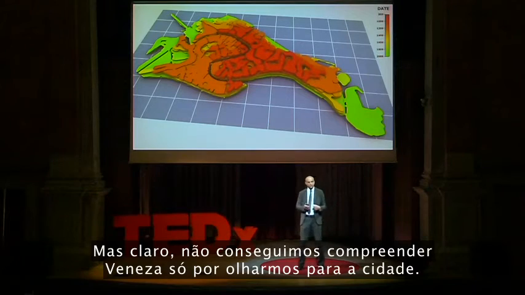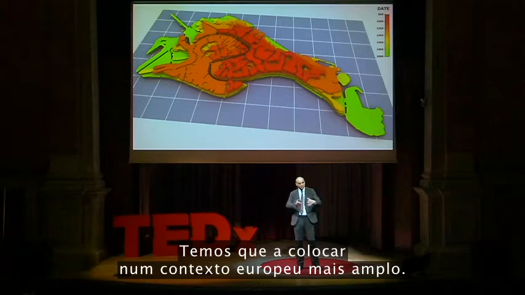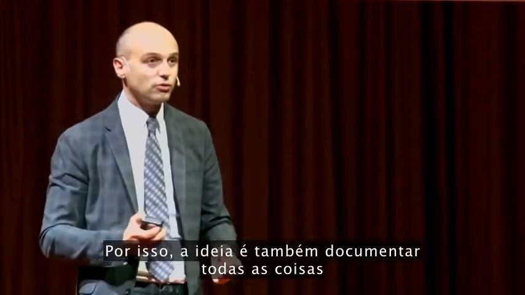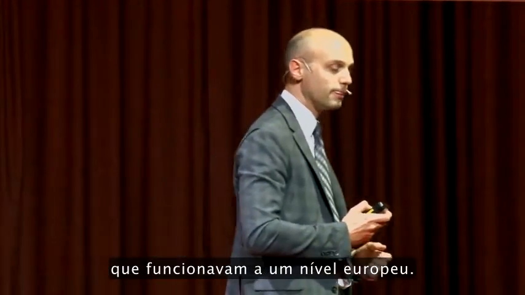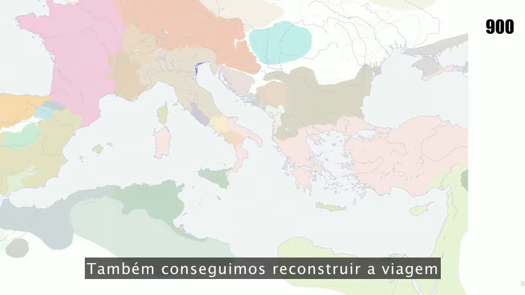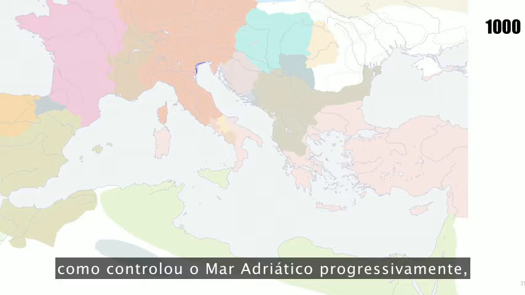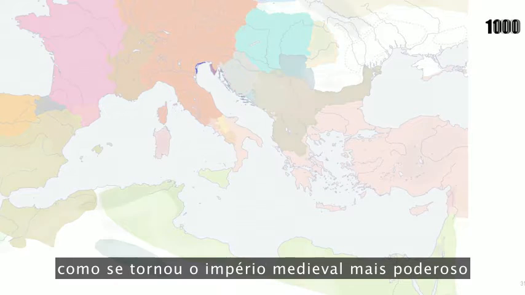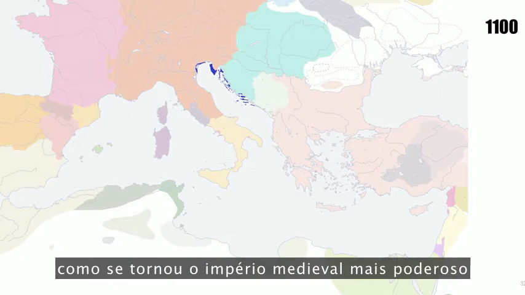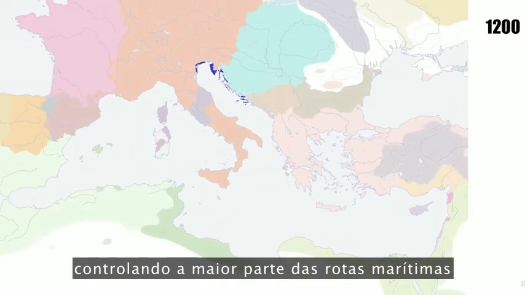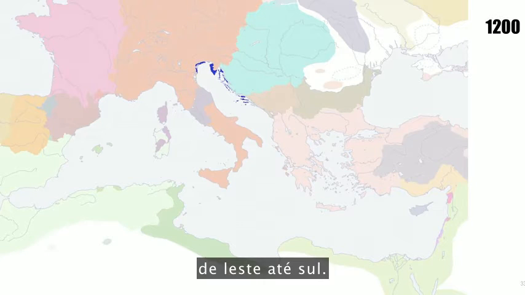But of course you cannot understand Venice if you just look at the city. You have to put it in a larger European context. So the idea is also to document all the things that work at the European level. We can also reconstruct the journey of the Venetian maritime empire, how it progressively controlled the Adriatic Sea, how it became the most powerful medieval empire of its time, controlling most of the sea routes from the east to the south.